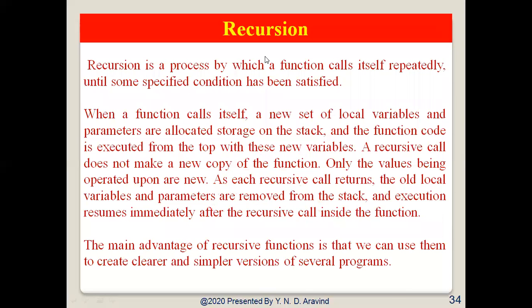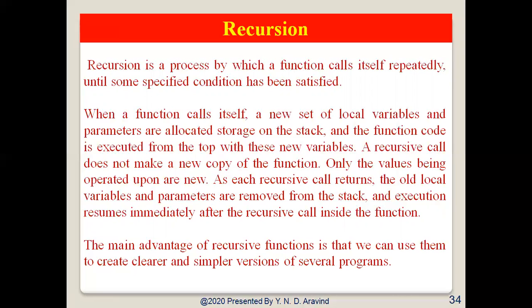Now let us see what is recursion. Recursion is a process by which a function calls itself. In C language, it is possible for a function to call itself. A function is called recursive if the statements within the body of the function call the same function. A function which calls itself directly or indirectly, again and again, is called a recursive function.